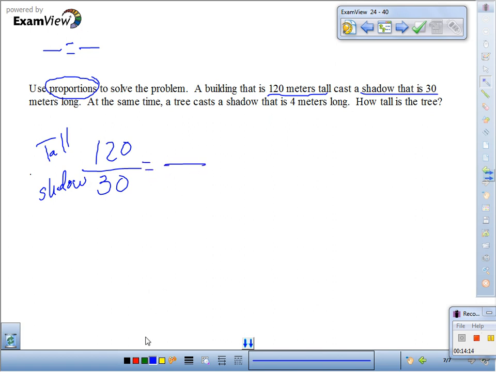Equal to. What else do they give us? At the same time, a tree casts a shadow of 4 meters long. Where shall I put that? Numerator or denominator? Denominator, because that's where the shadow goes. So that's 4. And they want us to find how tall the tree is, so we're going to label this x. Do we have a proportion now? Yes. Tell your neighbor what to do from that point, please.